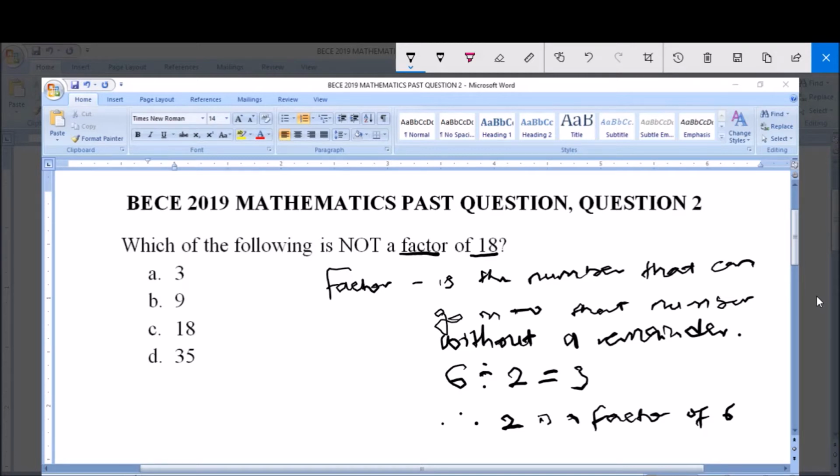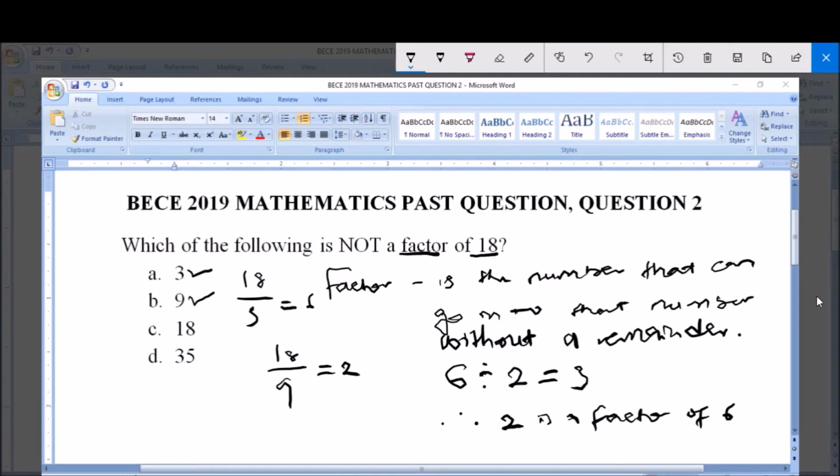So now the question says, which of the following is not a factor of 18? That is, which of these numbers will go into 18 and still have a remainder? Because a factor is a number that goes into another number without a remainder. Now, A here says 3. Like we know, 18 divided by 3 will give us 6 without any remainder. So 3 is a factor of 18. B says 9. 18 divided by 9 will give us 2 without any remainder. So therefore, 9 is a factor of 18.